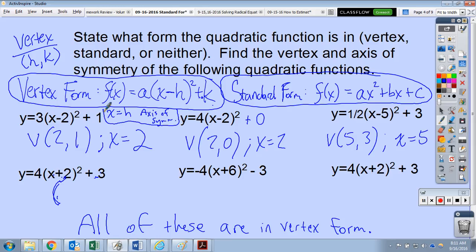Okay, vertex HK. Okay, there are no questions about vertex form. Alright, so when it's given on the quiz or test, they'll have to do every single problem.